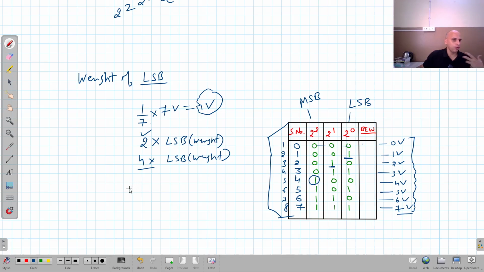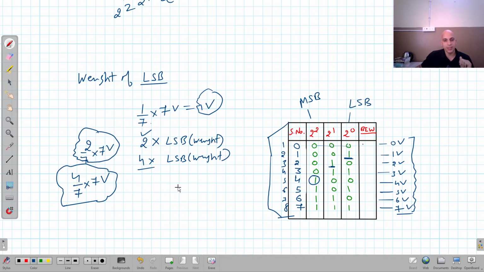Similarly, if I use 4 digits in the binary signals, then it will become 1, 2, 4, 8, right? Then it will become 8 into the LSB weight. But here I am restricting myself to only 3 bits. So in general it becomes 1 upon 7 into 7 volt, it becomes 2 upon 7 into 7 volt, it becomes 4 upon 7 into 7 volt, right? So I can write what is the weight of LSB.